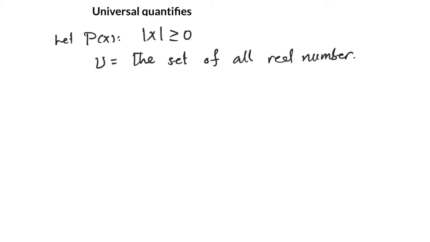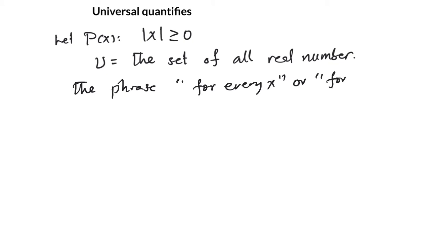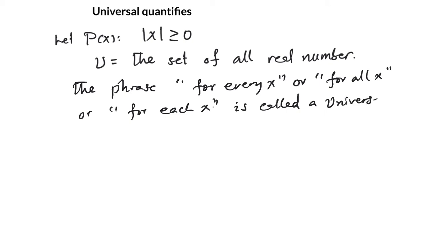This is a kind of phrase. The phrase "for every x," or you may use "for all x," or "for each x," is called a universal quantifier. Universal quantifier.